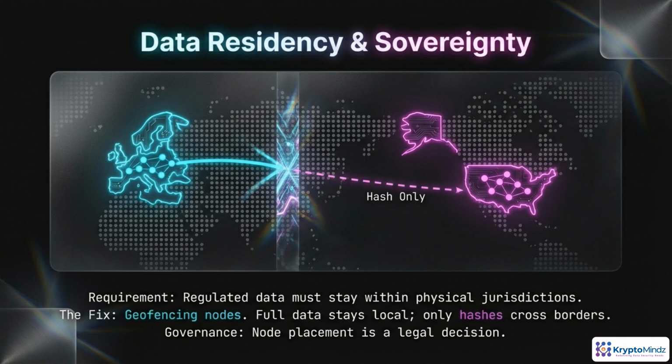Data residency is another non-negotiable in regulated environments. The rule is simple. Regulated data must remain inside its legal jurisdiction. With blockchain, the common pattern is to geofence nodes. You run full nodes with full data only inside the allowed region, and let cross-border nodes see just hashes or derived non-personal data. That still gives you global integrity and auditability without exporting raw records. But remember, where nodes are physically hosted is ultimately a legal and policy decision, not just an architectural one.